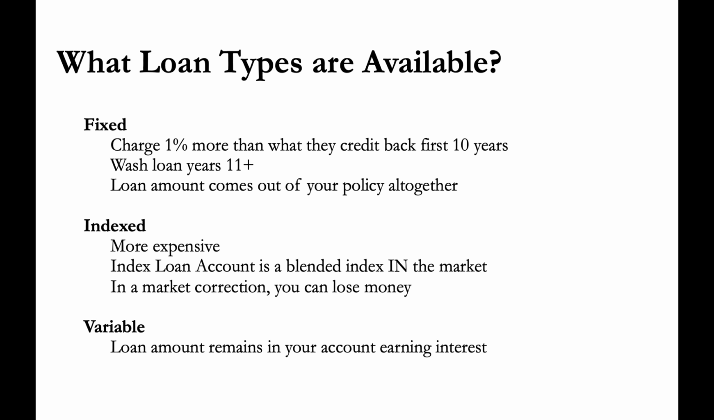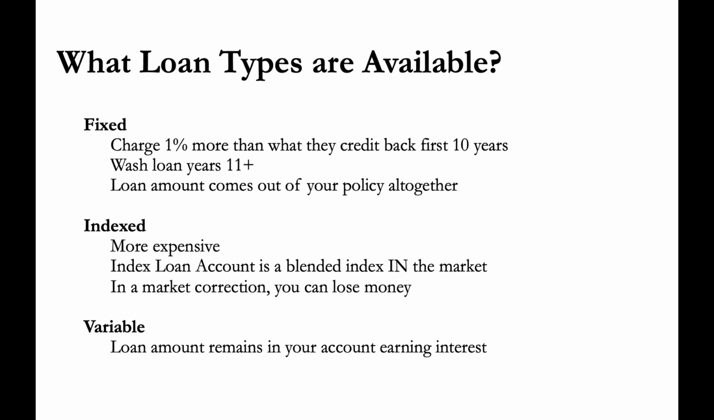When you take a fixed loan, they're going to charge you approximately 1% more than what they credit for the loan in the first 10 years. After that, they will credit you back the same as what they charge you, so it's a wash. The fixed loan is typically the only loan available in year 1, and you do not want to take this loan if you can help it, because when you do, that loan amount comes out of your policy altogether.